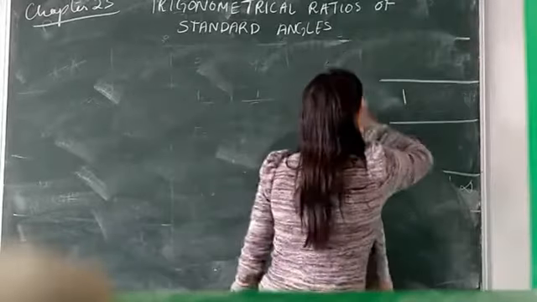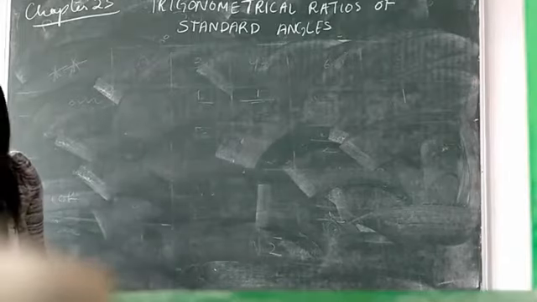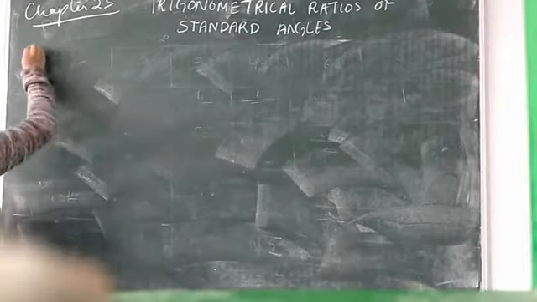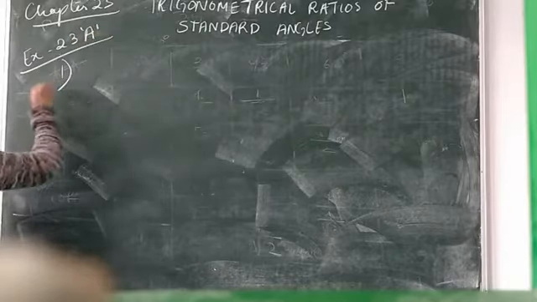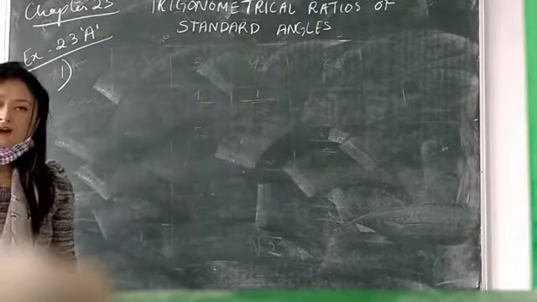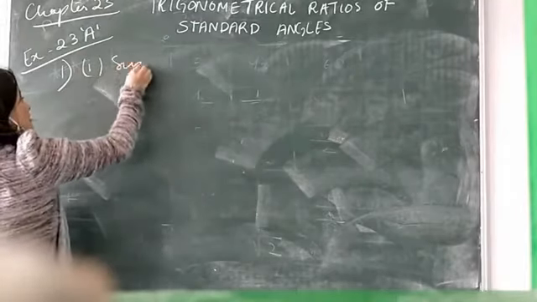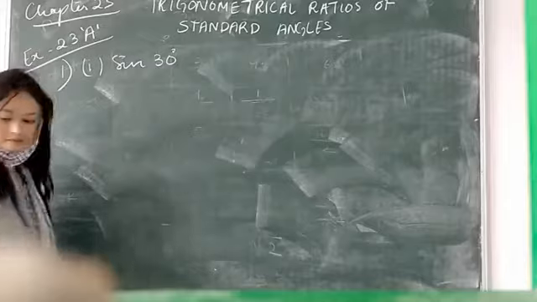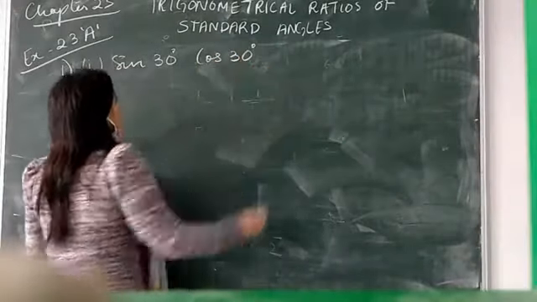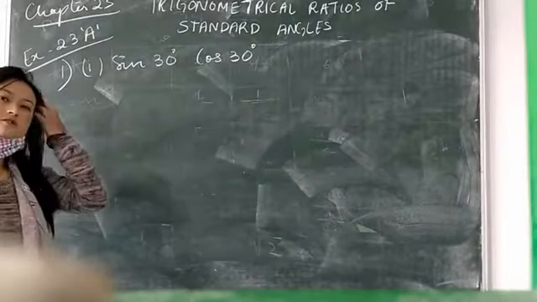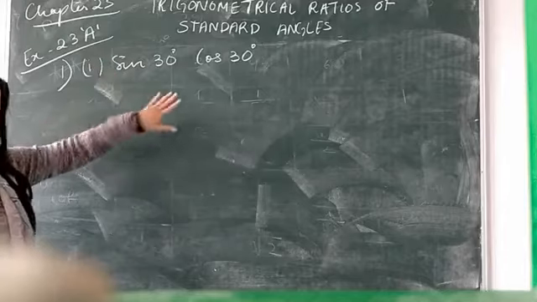Exercise 22, page number 291, exercise 23A. Number 1. Find the value of sub-question 1. You have sine 30 degree cos 30 degree. You don't have to do anything. You just need to know the table properly, and just put the values from the table here.